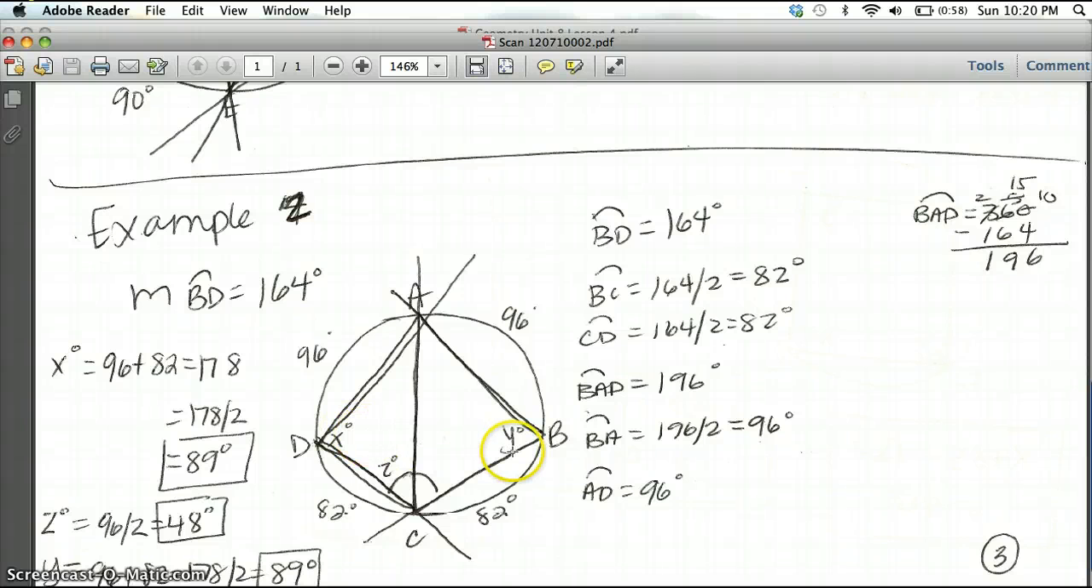That means y degrees is also 90 degrees, because this angle goes from A, D to C, and arc ADC and arc ABC are congruent. So if x is 90, so is y. Now let's look at z. Z goes from A, C to D, which is only this 98 degrees here. So I take 98 and divide it by 2, and z degrees is 49 degrees.